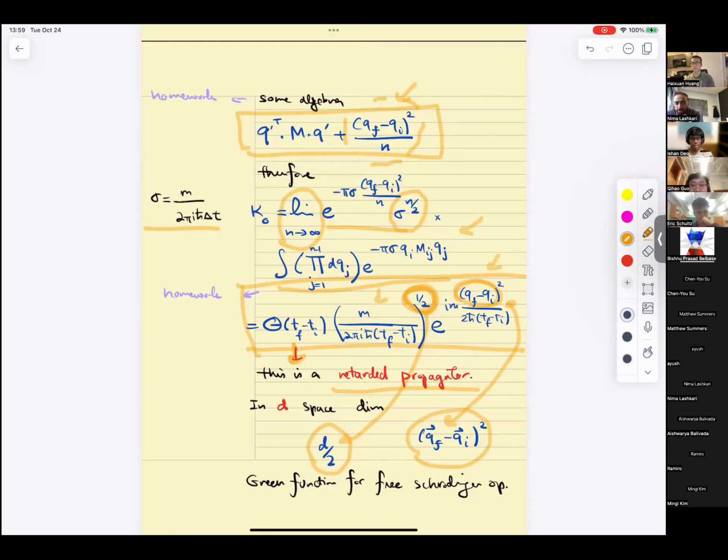So there's a step function in there. It's a retarded propagator. It's something that has 1 over tf minus ti to some power d over 2, right? It's good to think about the structure of it. And then it has an exponential phase that tells you about the width of the wave function, the width of the propagator, how it propagates.